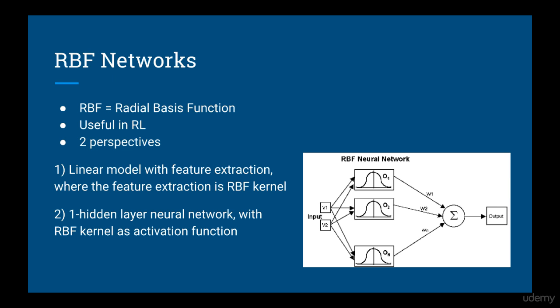The first way to think of an RBF network is that it's really a linear model where we've done feature extraction first, and the features happen to be RBF kernels. We'll be discussing what an RBF kernel is shortly. The second way to think of an RBF network is that it's a one hidden layer neural network with radial basis functions as the activation function.